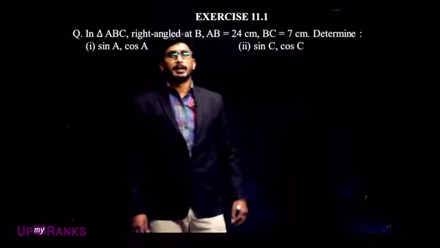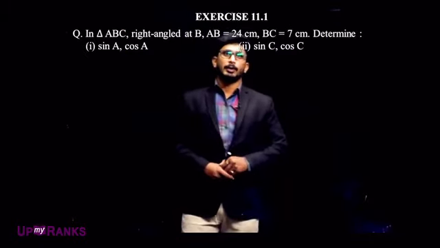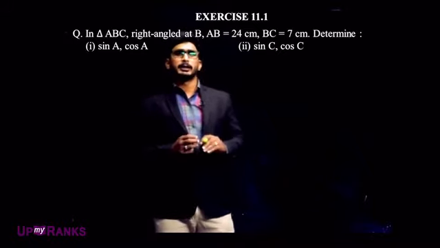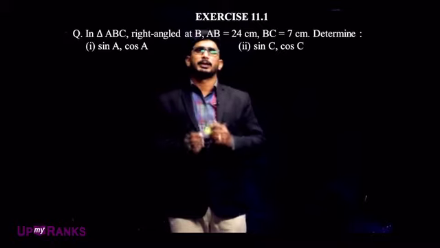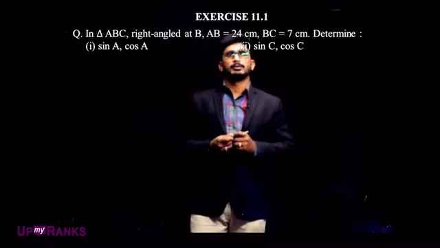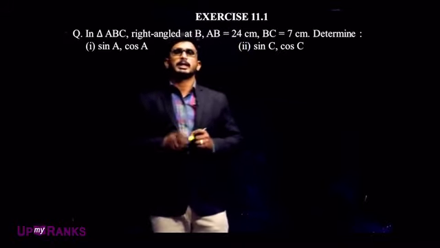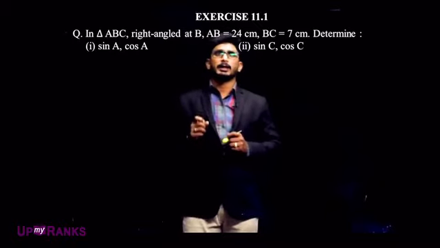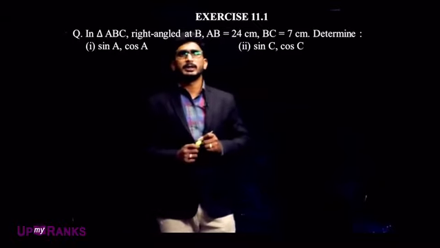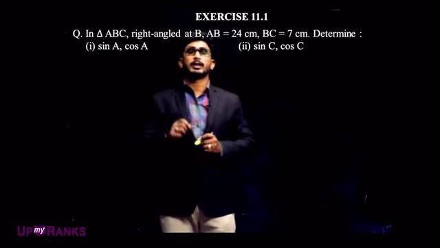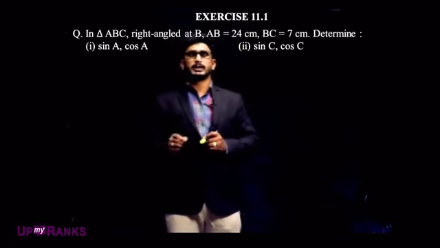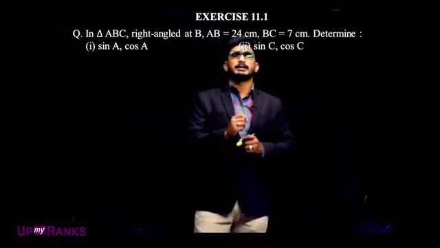As we have discussed the trigonometrical ratios and the standard angles formula, let's start with the exercise problems we have now. You can see in a right angle triangle, in a triangle ABC, right angled at B, AB is 24 centimeter, BC is 7 centimeter. Determine sin A, cos A, and similarly sin C, cos C.